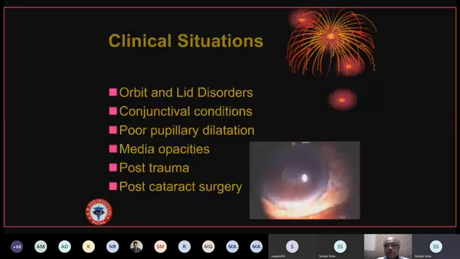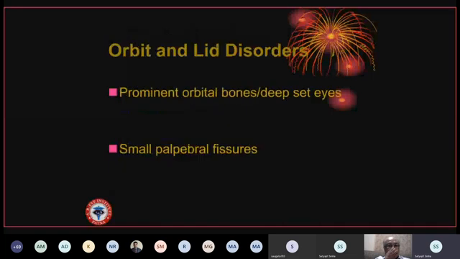Clinical situations, as one of the postgraduates was mentioning: orbital and lid disorders, conjunctival conditions, poor pupillary dilatation, media opacities, post-trauma, post-cataract surgery. These are certain clinical situations where it is difficult.